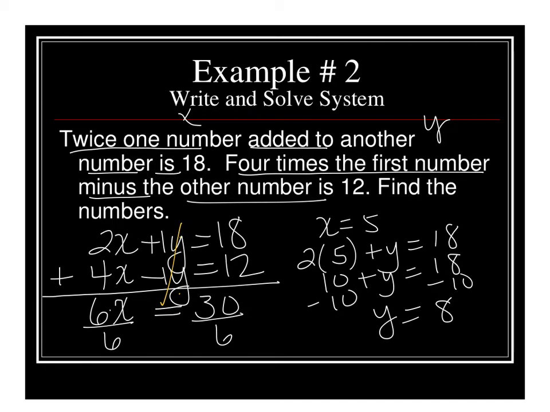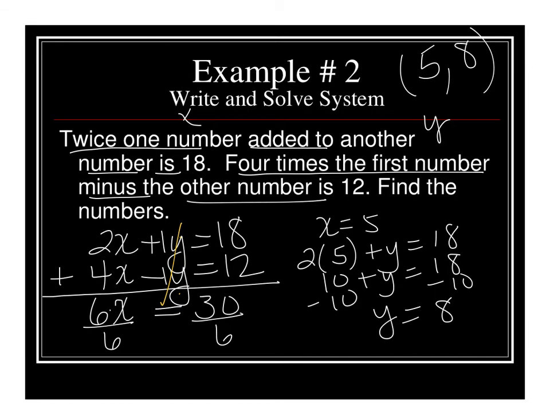So my two numbers are 5 and 8. Whoops, sorry about that. Instead of an x, it's a 5. So my x value is 5. If I multiply it by 2, I get 10. And I add 8 to it, which is my y, I get 18.